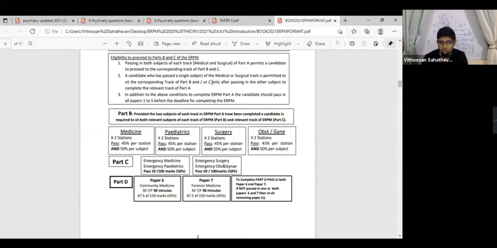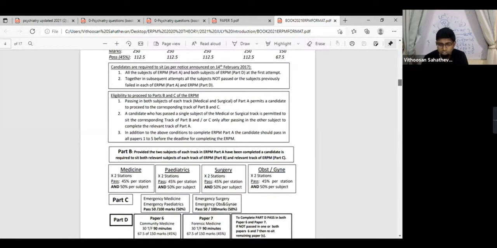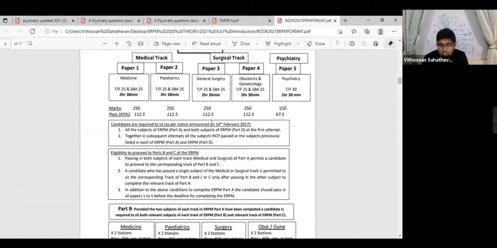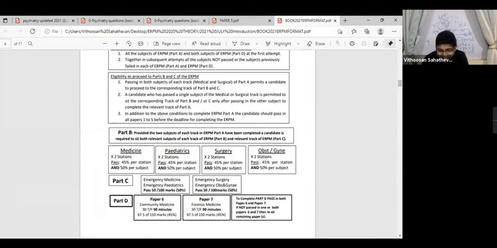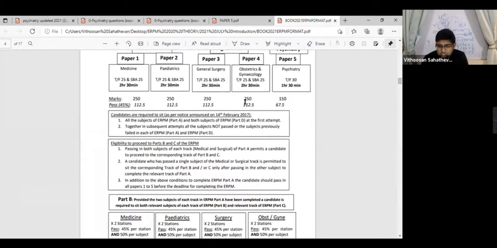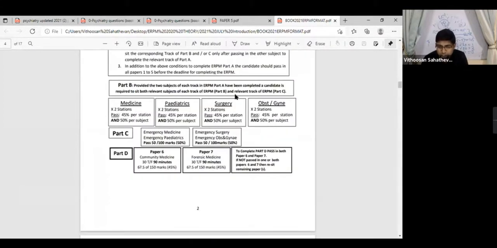Look here. This is what I told you, how to proceed for part B and C of the ERP. If you pass medicine and pediatrics, you can sit for the medical track Viva. If you pass surgery and genops, you will be able to sit for the surgical track Viva. If you pass all four, you can sit for both the medical track and the surgical track.